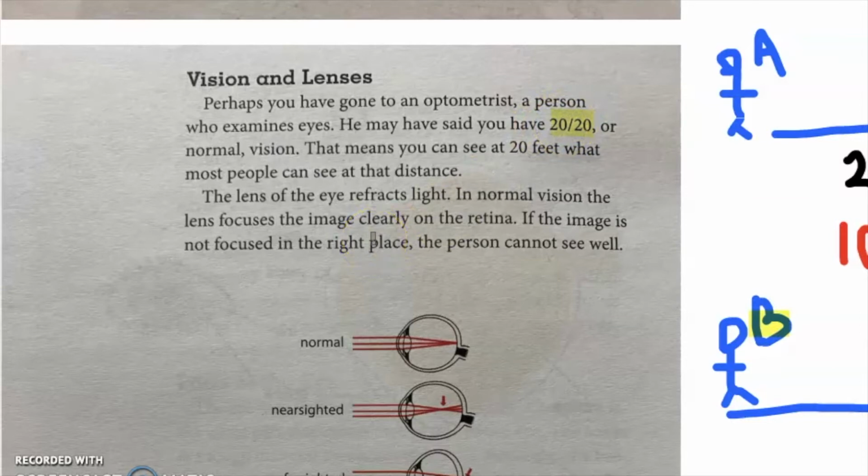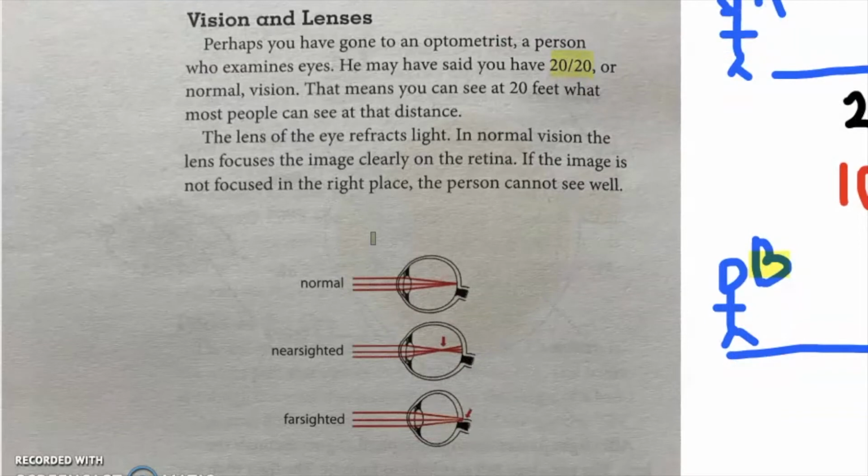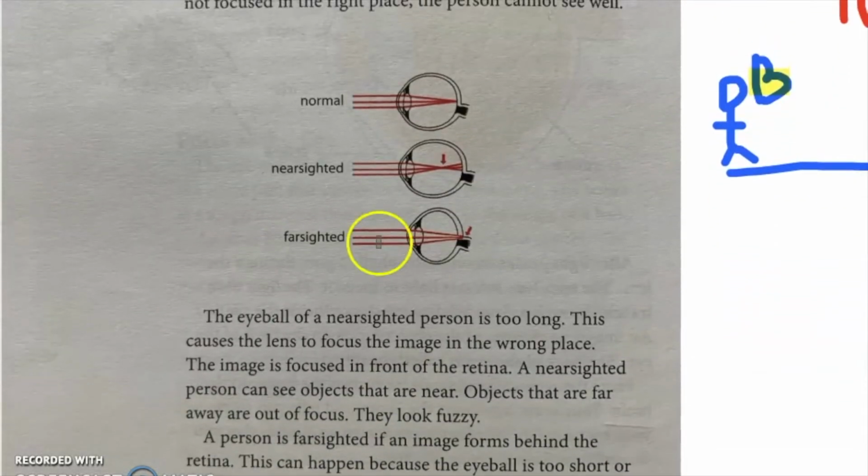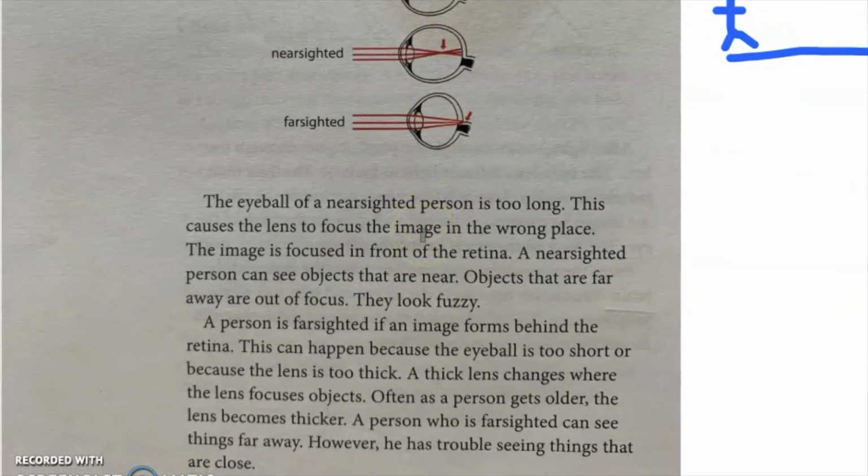Let's move on. The lens of the eye reflects light. In normal vision, the lens focuses the image clearly on the retina. If the image is not focused in the right place, the person cannot see well. So I'm going to come back to this diagram, so let's read along. The eyeball of a nearsighted person is too long. This causes the lens to focus the image in the wrong place. Nearsighted, wrong place. The image is focused in front of the retina.